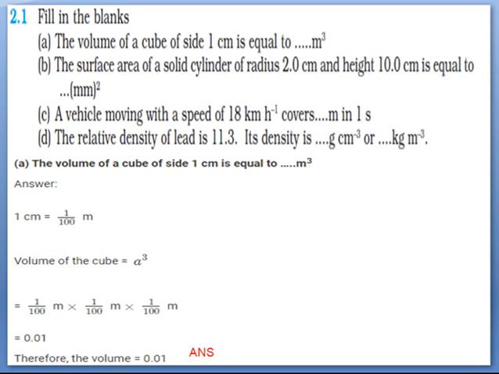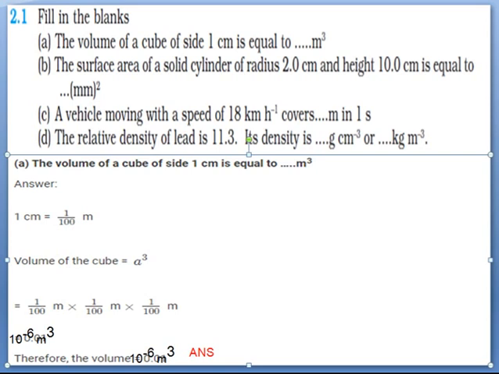0.01 meter cube. Actually it is 1 upon 10 raised to the power of 6 meter cube. Further it can be written as 10 raised to the power of minus 6 meter cube. So this is the solution of part A of question number 2.1. Let us see question part B.